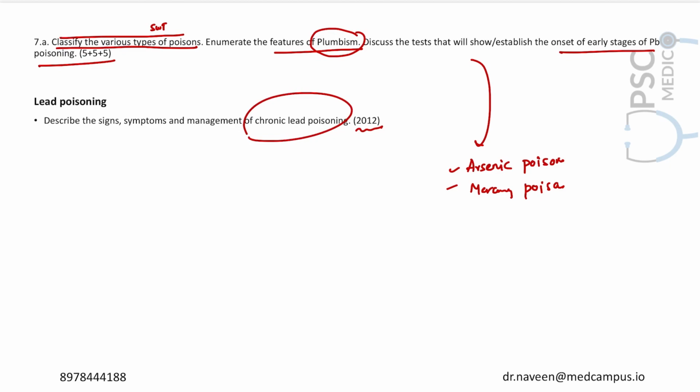For example, in 2012, they asked about chronic lead poisoning, right? So it's included in the Grand Test, Live Grand Test 2022. I asked about lead poisoning in detail, acute lead poisoning, chronic lead poisoning, and all. So it is a repeat, but again, if you want to predict future questions, be ready with arsenic, mercury, and lead, which are commonly asked in NEET PG.